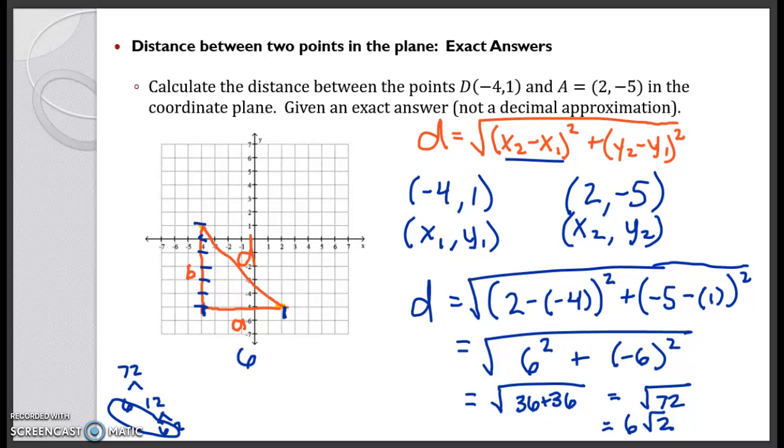Now we can kind of check our work by saying, well, we knew this was 6 and this was 6 by counting, right? And going from there. So that is distance between 2 points in a plane. Exact answers.